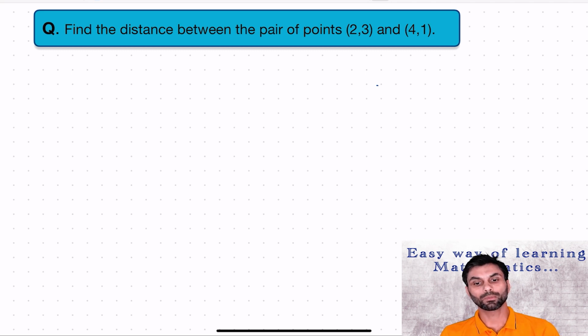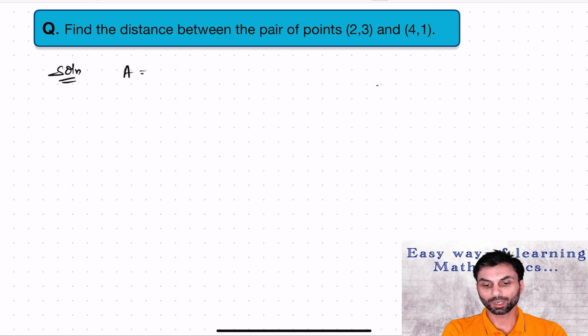Next, we'll talk about questions based on the distance formula and its geometrical applications. The first question is: find the distance between the pair of points (2, 3) and (4, 1). To solve it, we'll take point A with coordinates (2, 3) and point B with coordinates (4, 1).